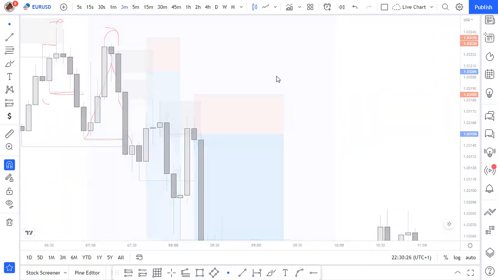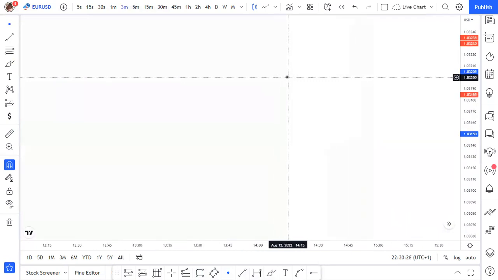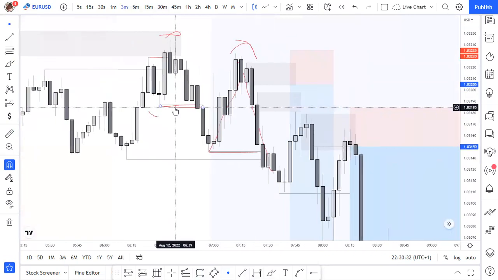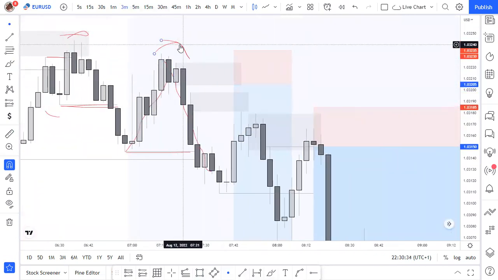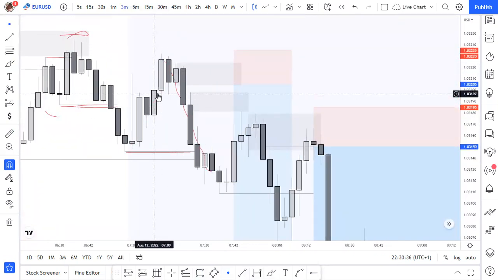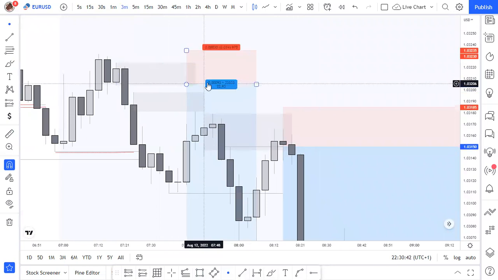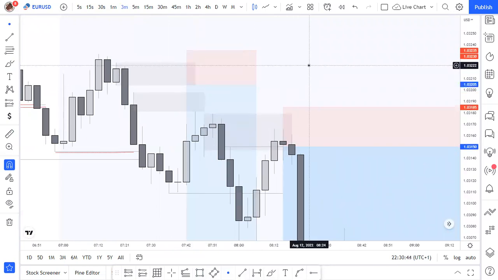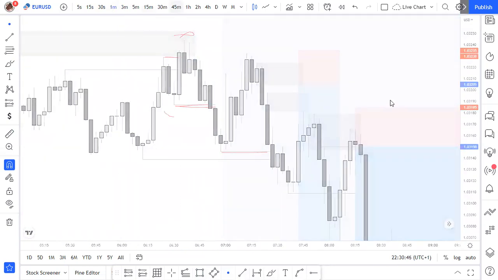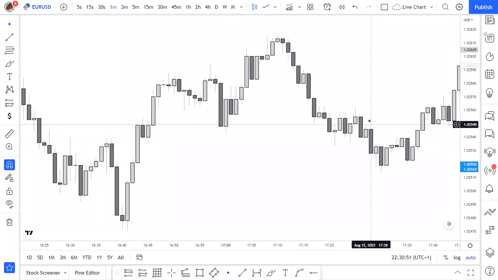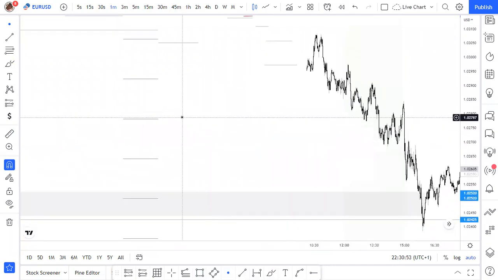I think it was a 3 minute zone. So in 3 minutes, I had this engulfed candle here. So that was like my zone on the 3 minutes. But when I was watching price on the 1 minute, price didn't really come into that particular zone.